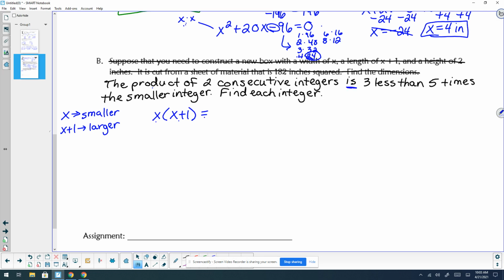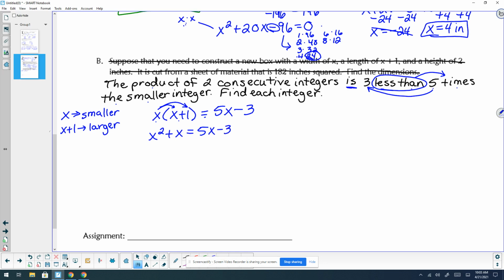So the product means multiply, which is x times x plus 1. Is tells me I have an equal sign. 3 less than 5 times the smaller integer. So I'm going to do 5 times the smaller integer. Less than told me to start with 5 times the smaller and then work my way back to the 3. So less tells me to subtract, so it's 5x minus 3. Now what I'm going to do is distribute. So x squared plus x equals 5x minus 3.